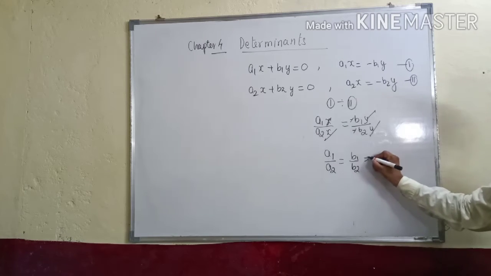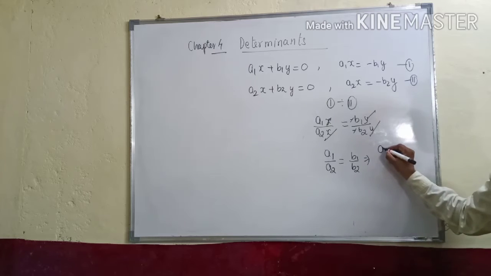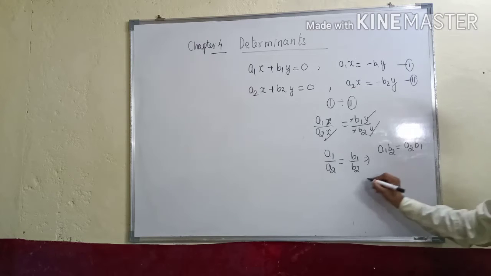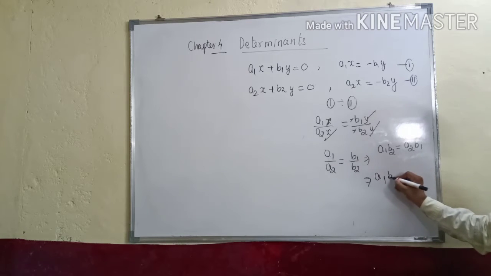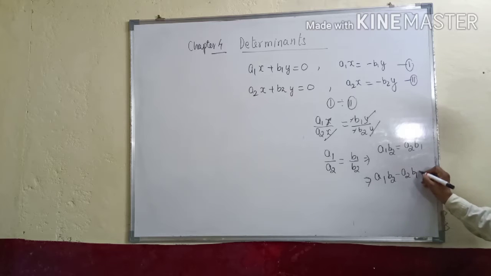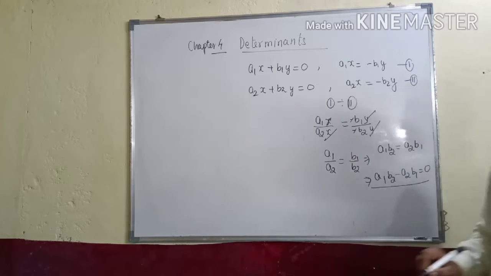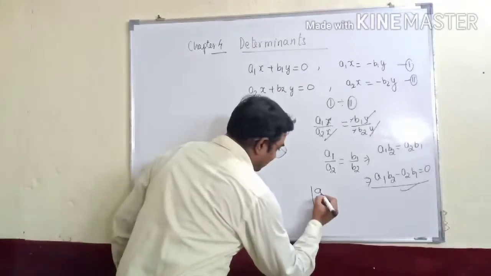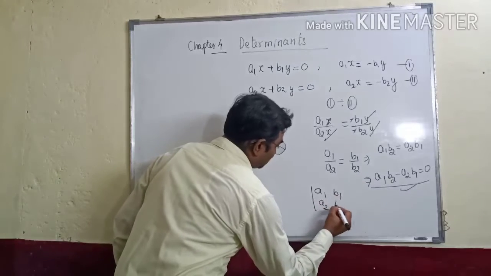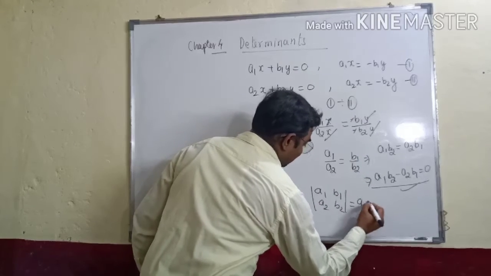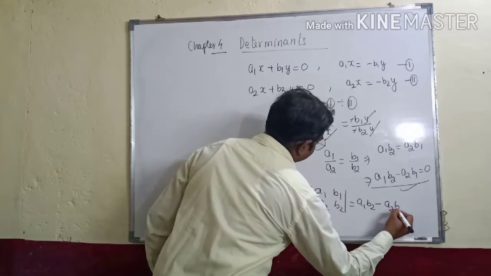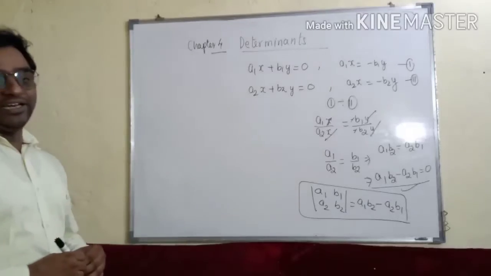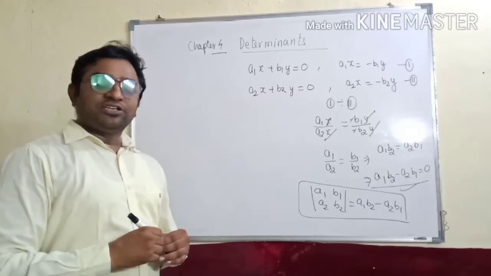So here we will go for cross product of the terms. So this will become a1 b2 equals a2 b1, or we can write a1 b2 minus a2 b1 equals 0. So here we can say the determinant value of a1 b1 a2 b2 will equal a1 b2 minus a2 b1. So this is the way how to find the determinant of any second order matrix.